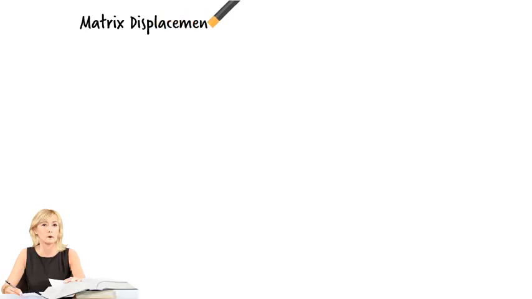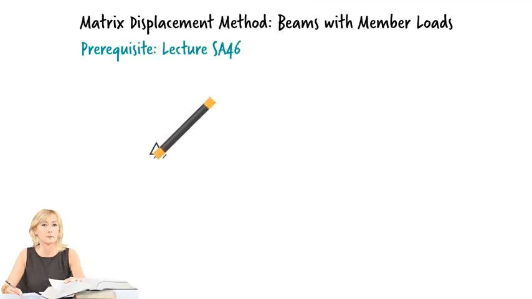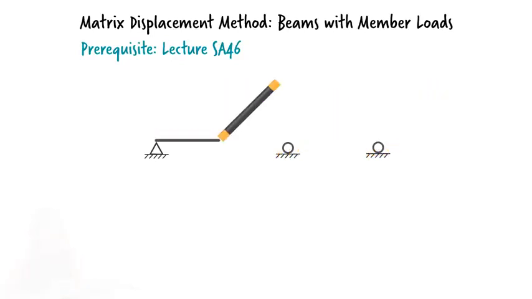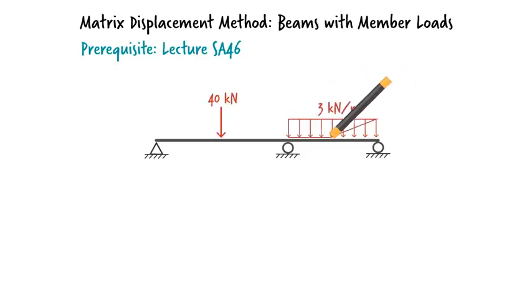This is a continuation of Lecture Essay 46. In the previous lecture, we looked into how the matrix displacement method can be used to analyze indeterminate beams subjected to joint loads only. Here, I am going to expound further on how the formulation can be used to analyze beams subjected to member loads as well as joint loads.